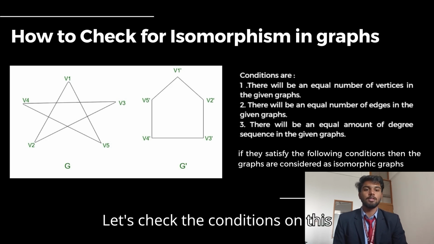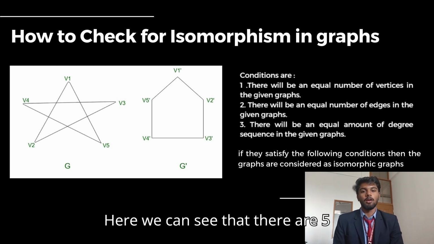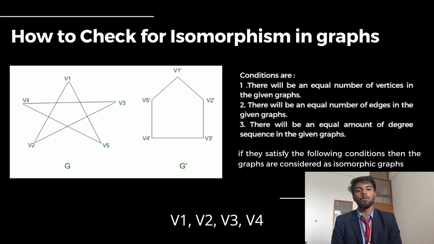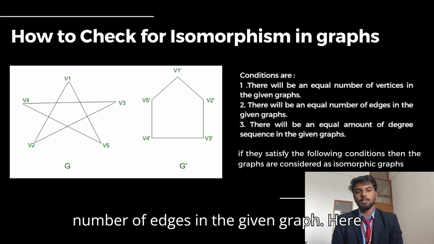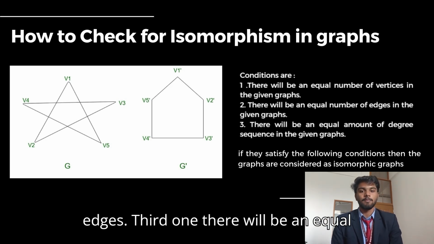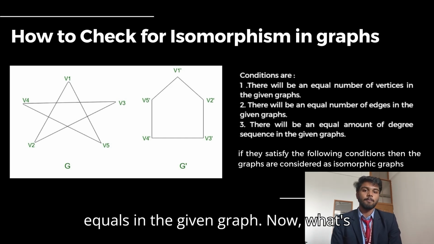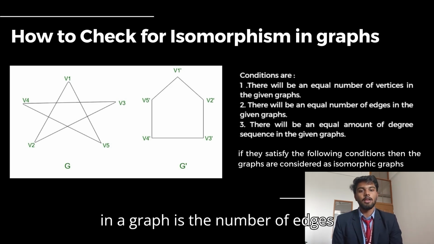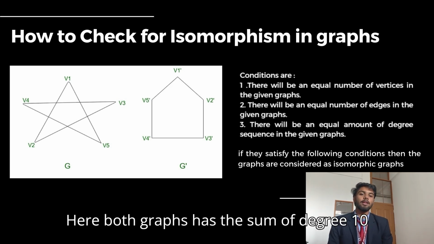Let's check the conditions on these graphs. First, there will be an equal number of vertices in the given graphs. Here, we can see that there are 5 vertices in each graph: V1, V2, V3, V4 and V5. Second, there will be an equal number of edges in the given graphs. Here, 5 edges each. The lines are considered edges. Third, there will be an equal degree sequence in the given graphs. Now, what's a degree? The degree of a vertex in a graph is the number of edges connected to it. Here, both graphs have a sum of degrees of 10 each.